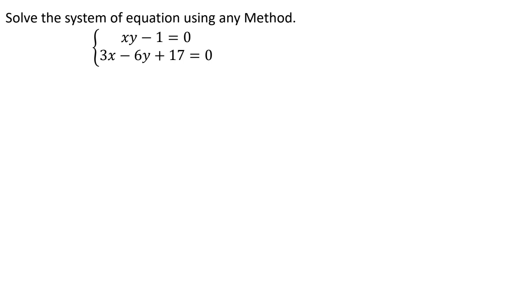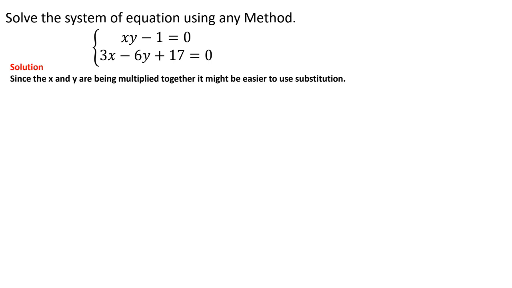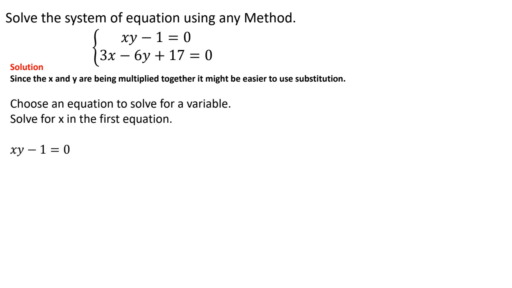Oh, I think the best way to solve for this one, since I have this awkward xy, is let's use the substitution method. So what I'm going to do is solve for x from the first equation. To solve for x, I'm first going to add 1 on both sides, and then divide by y on both sides. So this is going to give me x is equal to 1 over y.